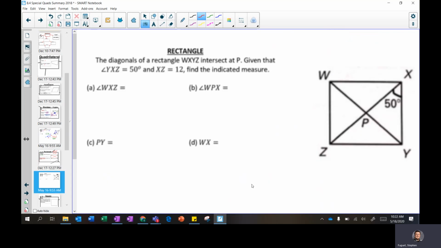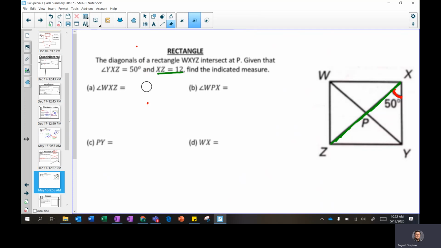So this is, again, back on page 3. The diagonals of a rectangle intersect at P. We know that YXZ is 50. I'm sorry, the 50's already been labeled for us. We also know that XZ, so I'm going to do that in green, XZ is going to be 12, and that's this entire length right here, that entire length that's in green.